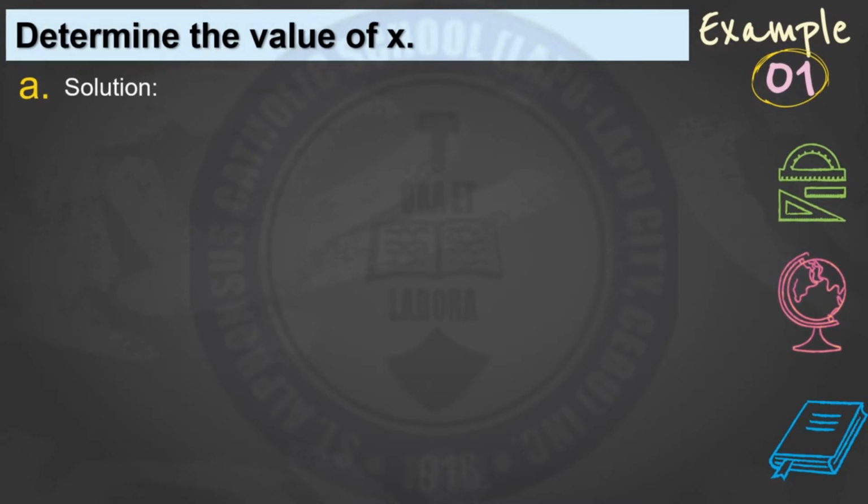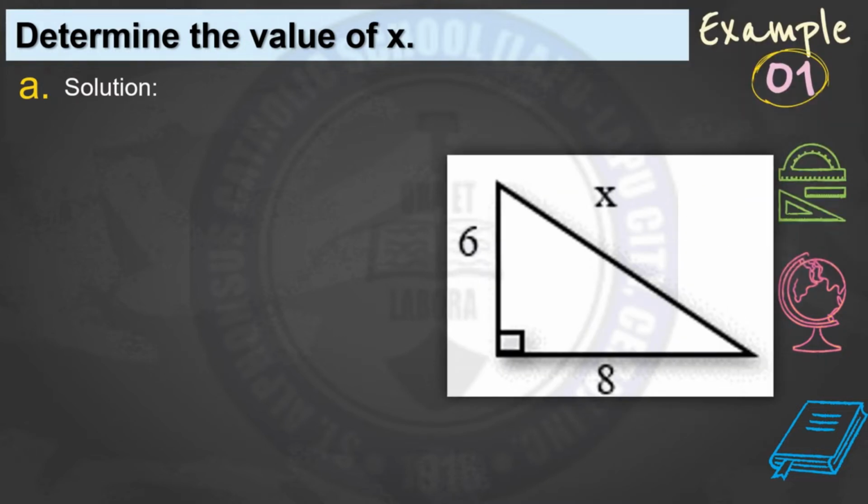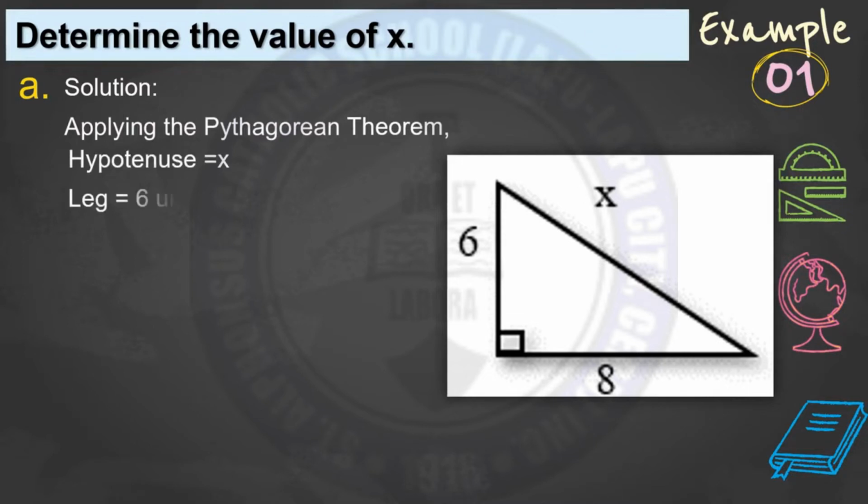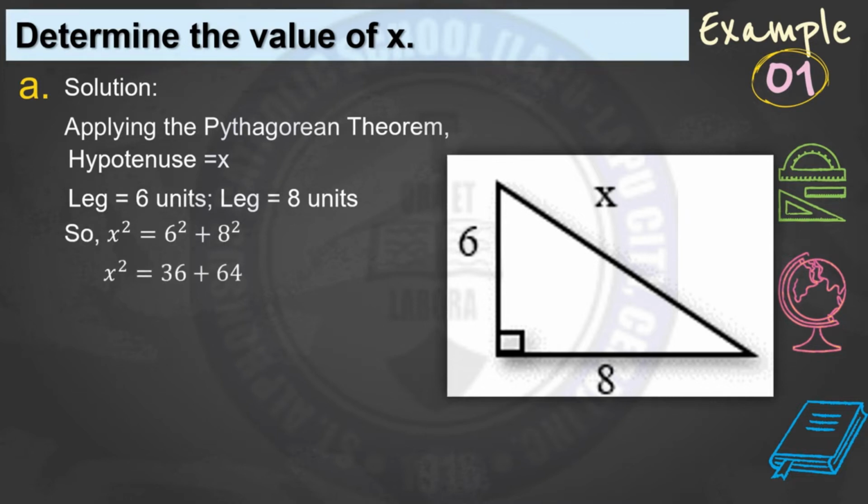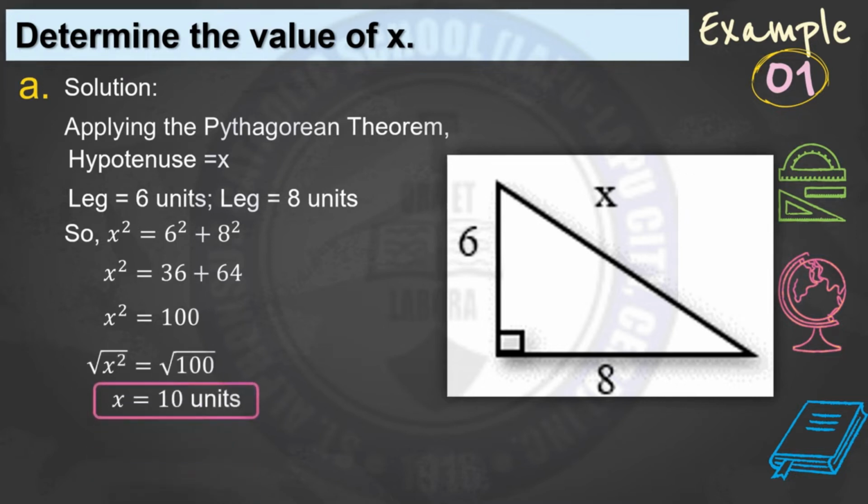Let's have 4 examples. Example number 1. In this figure, determine the value of x. Apply the Pythagorean theorem. Hypotenuse is x. The first leg is 6 units and the other leg is 8 units. So, x squared equals 6 squared plus 8 squared. Simplifying, 6 squared is 36, and 8 squared is 64. 36 plus 64 is 100. Extracting square roots on both sides, x equals 10 units.